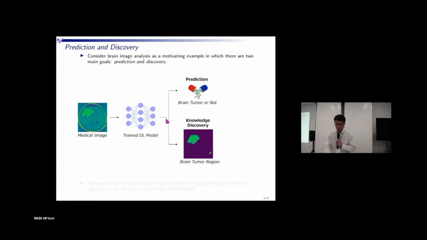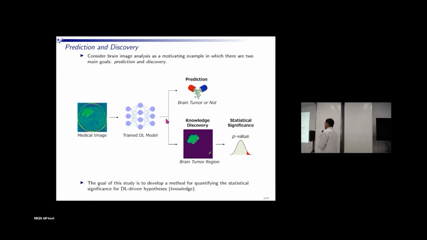So in today's talk, I'm going to talk about providing statistical significance measure for this knowledge obtained by deep neural network. And I'm going to provide a method to compute a p-value of this discovery. And I'm going to develop some statistical test for this knowledge. So therefore, I'm going to call this knowledge as a hypothesis. And since this hypothesis is generated by deep learning model, I'm going to call it deep learning-driven hypothesis.